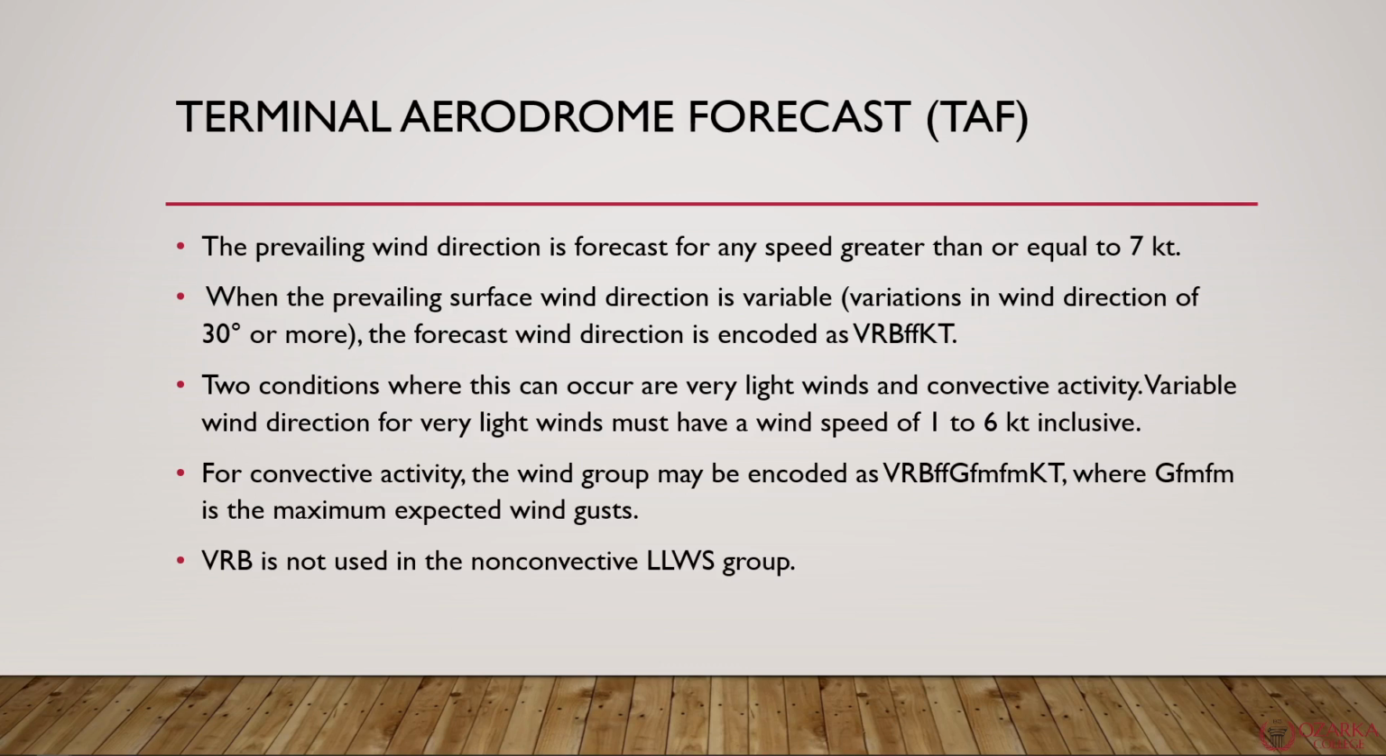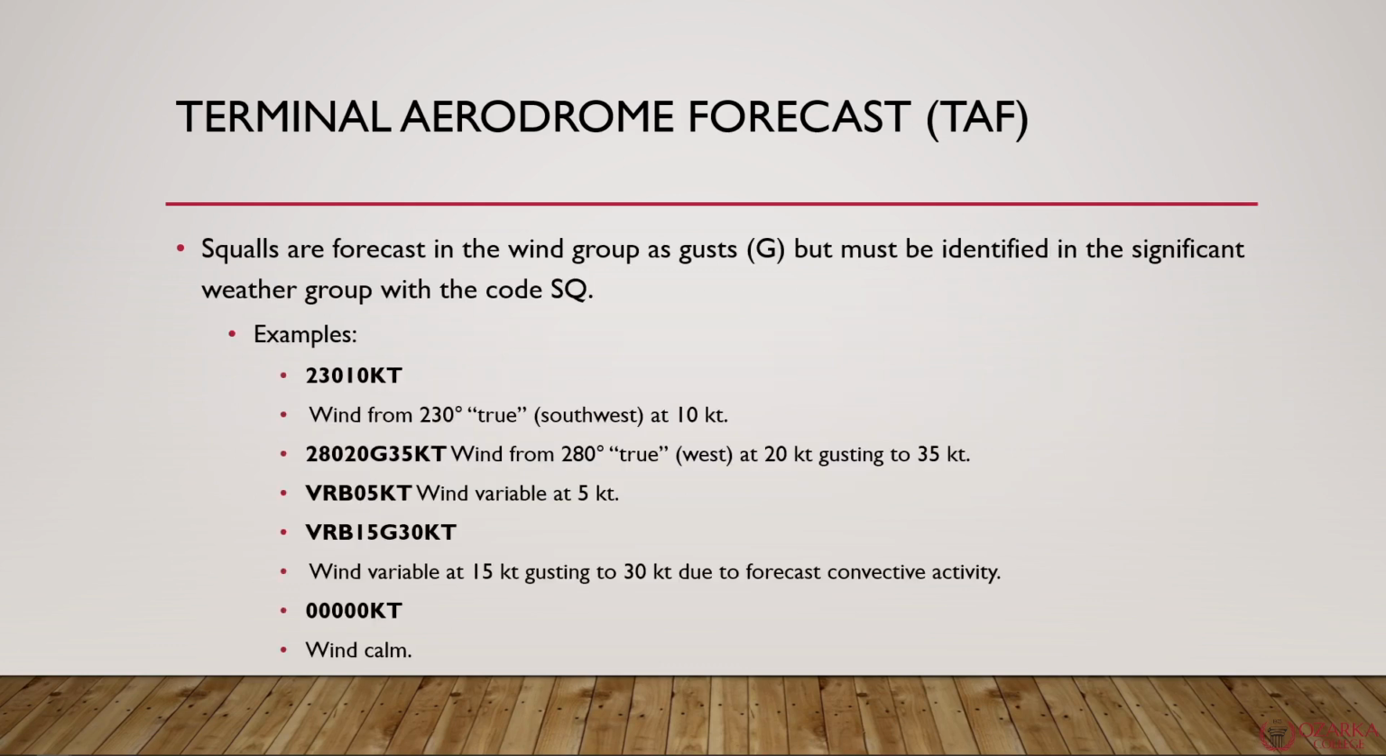For convective activity, the wind group may be encoded variable, gust, and then the knots, where G is for the maximum expected wind gust. Variable is not used in non-convective low-level wind shear groupings, okay? Squalls are forecast in the wind group as gust, and must be identified with the significant weather group code SQ. Examples: wind 230 at 10 knots. The wind is 230 true at 10 knots because we are reading it true.